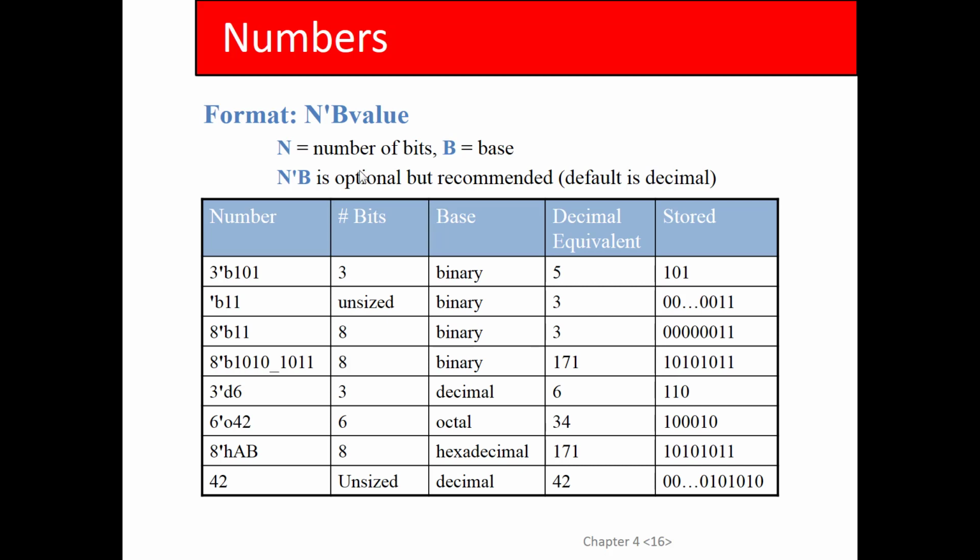If you don't specify a size, the synthesizer will assume it's 32 bits. But then if you try to assign that to something that's not 32 bits, if you have a value that requires more bits than the signal you're assigning to, you'll get an error. But if it doesn't, you'll just get a warning.